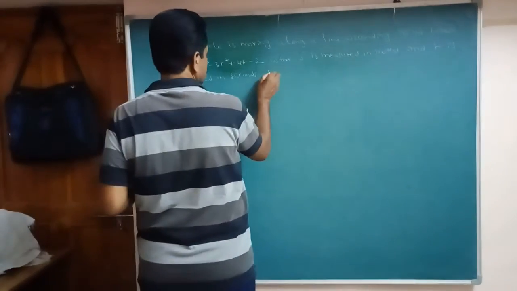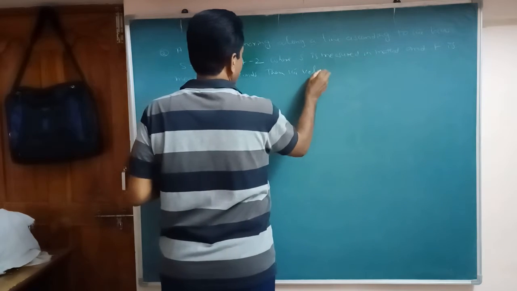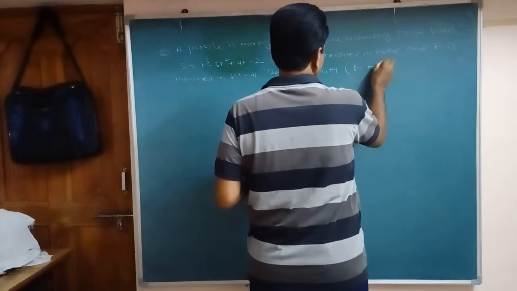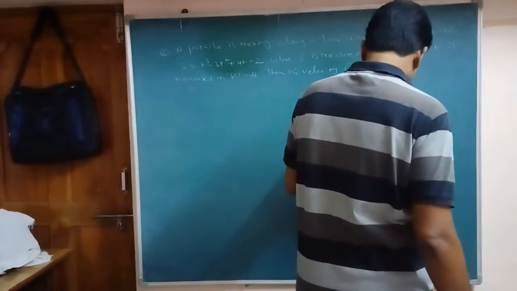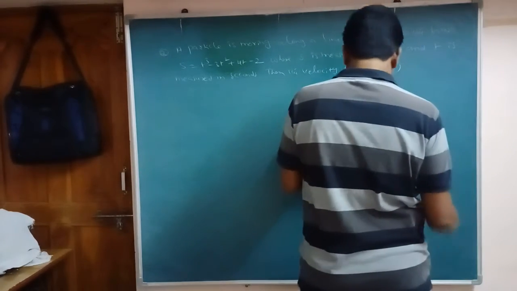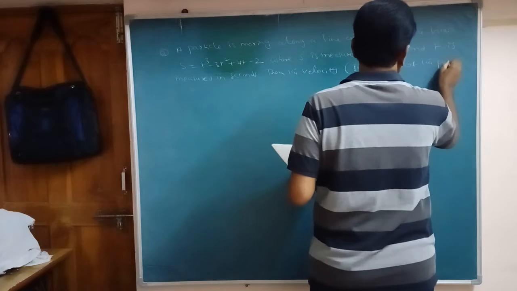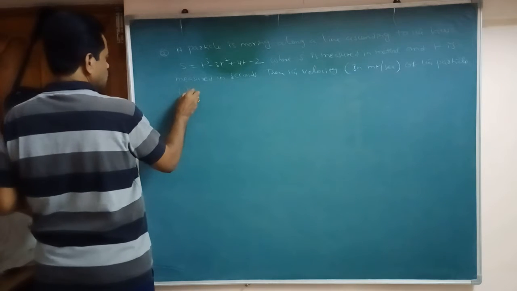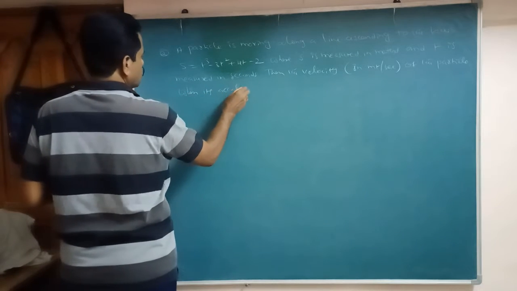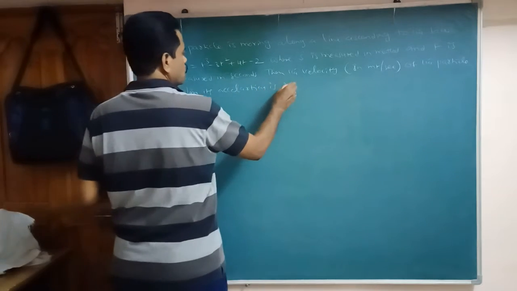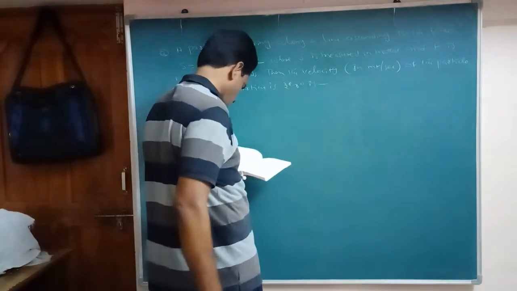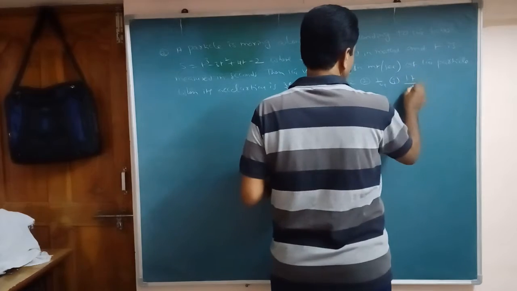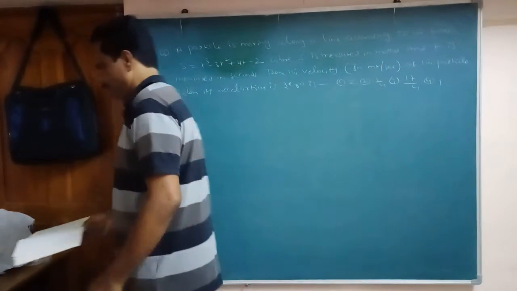Then the velocity in meters per second of the particle when its acceleration is 0 is: first option 2, second one 1/4, third one 17/4, fourth one 1.